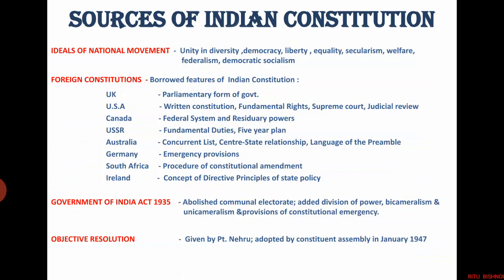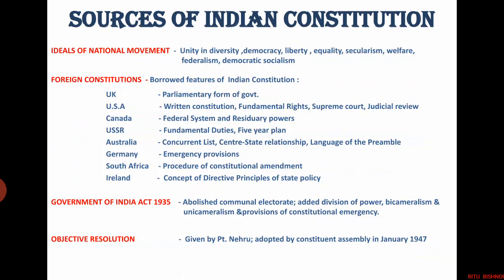The Government of India Act 1935 influenced the constitution makers both positively and negatively. They abolished communal electorate but included division of power between the center and state, and bicameralism and unicameralism. For example, our parliament is bicameral. We have two houses, Lok Sabha and Rajya Sabha, and provisions for dealing with constitutional emergency.